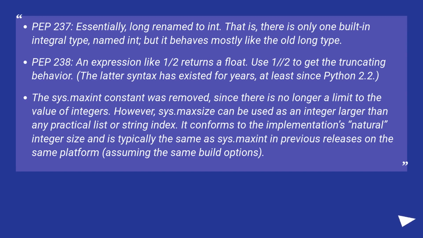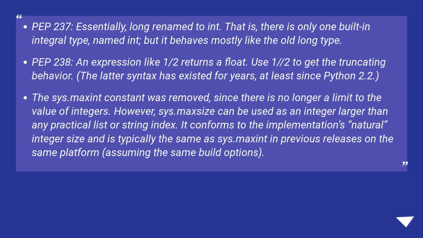Integers. PEP 237, essentially, long renamed to int. That is, there is only one built-in integral type, named int, but it behaves mostly like the old long type. PEP 238, an expression like 1/2 returns a float. Use 1//2 to get the truncating behavior. The latter syntax has existed for years, at least since Python 2.2.